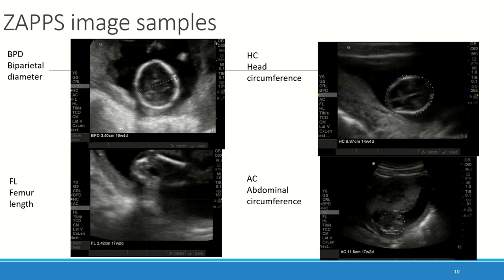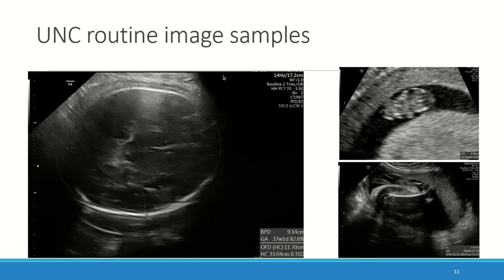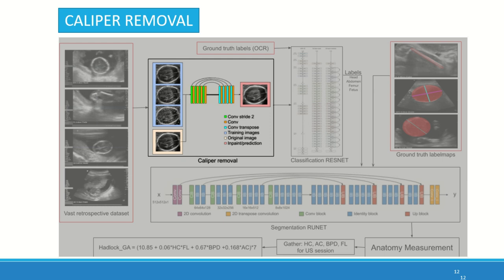So here are some examples of the images in our SAPS dataset, which, as you can see here, have different types of calipers in the image and have different types of text and measurements in them. Here is an example of our UNC routine care images, which, as you can see as well, have some text or different types of calipers in the image. So we want to be able to remove those because a neural network will learn to identify them easily.